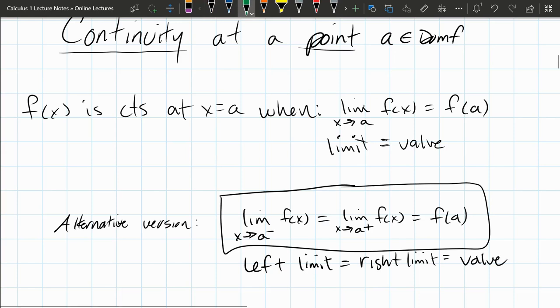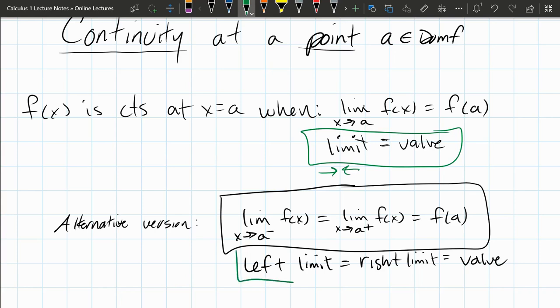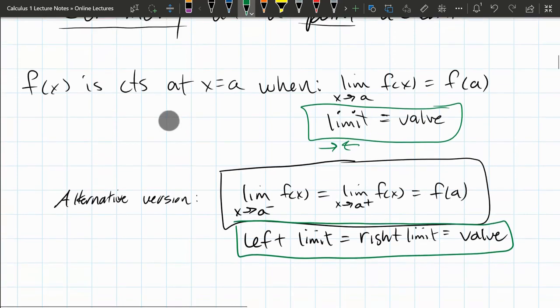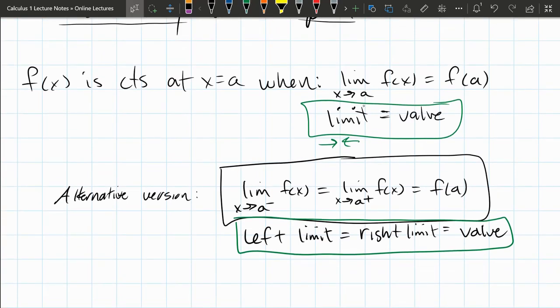So in these two different versions, this one just says limit equals value because the limit is assumed to be a left and a right from both sides. And on this second version right here, I just separated it out, and you got the left limit equals the right limit equals the value. And again, if you remember back to limits, when your left equals your right limit, that means your limit exists.